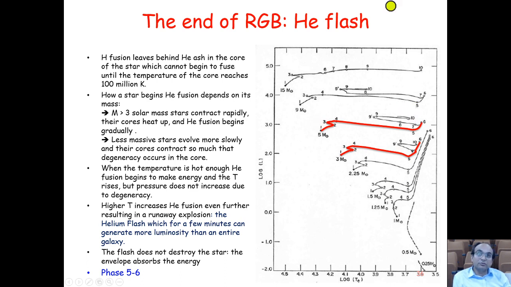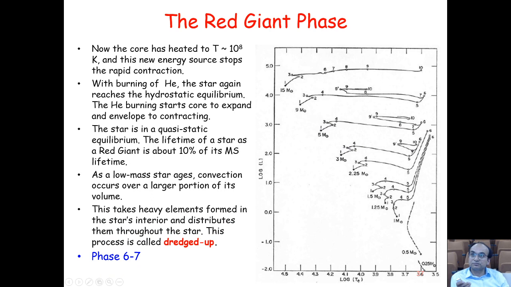So it absorbs all the energy, which is shown here in phase 5 to 6. So we reached from phase 1 to 2, 2 to 3, 3 to 4, then 5 is basically the red giant branch, and 5 to 6 is called the helium flash. It's a sudden flash that comes here. Okay, so what will be the end of the red giant phase? 4 to 5 is the red giant phase, 5 to 6 is the helium flash.